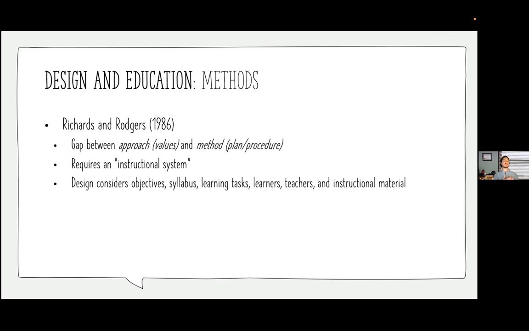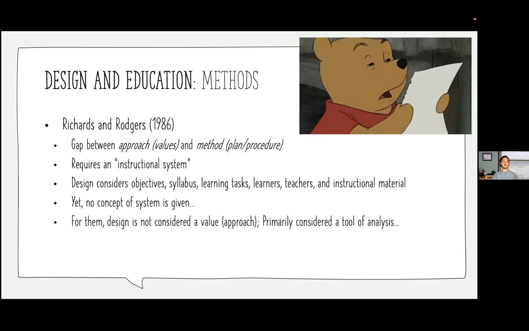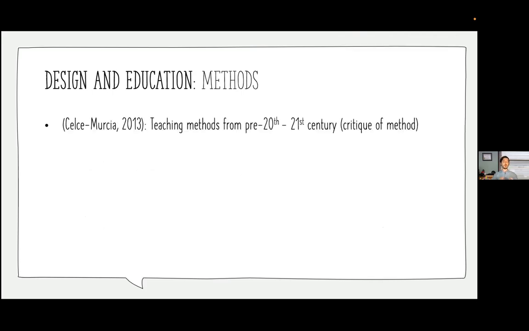But then they say design of the system considers objectives, syllabus, and everything else. And yes, everything needs some kind of design sense, but what is design in their terms? They don't give a concept of system. For them, design is not a value or approach, and primarily it's considered a tool of analysis, which I think does not help at all get to where we want to be. So they got close, but I'm having trouble understanding what they want or why they use the language like that to begin with.